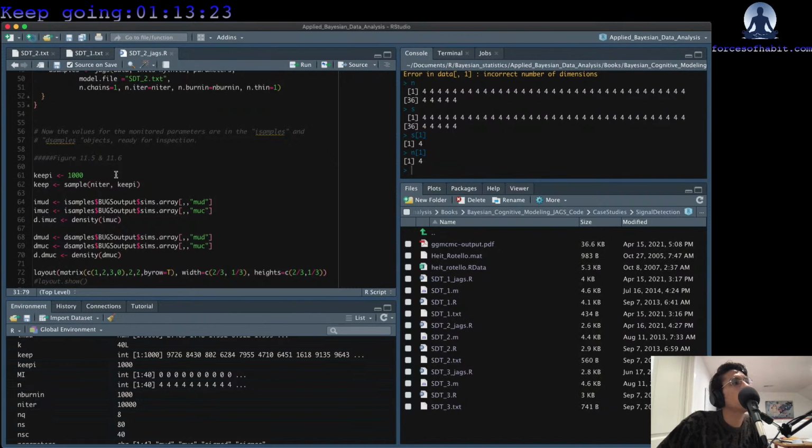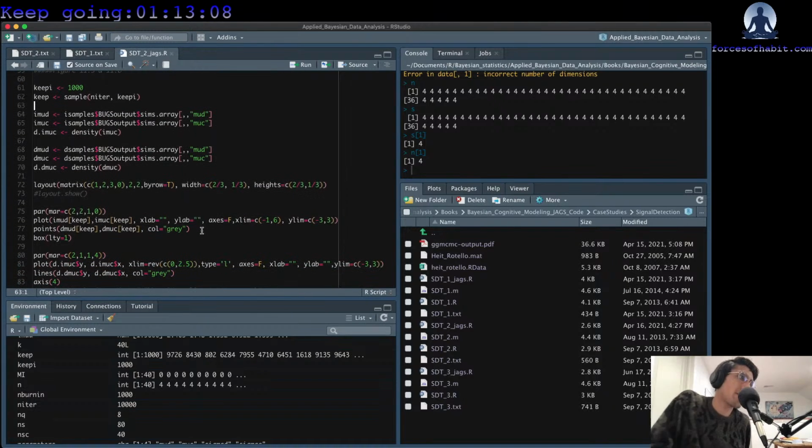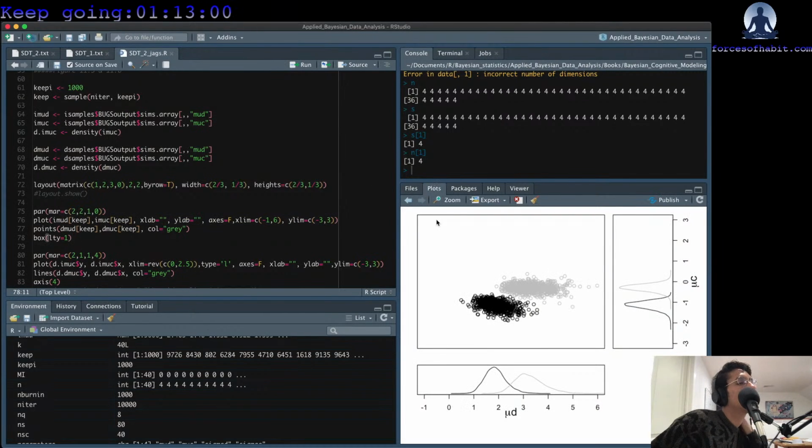And then here is making a random sampler of 1,000 iterations that we're going to use to keep a random sample of these for plotting. And here's the plot. So we're going to end up with distributions here.